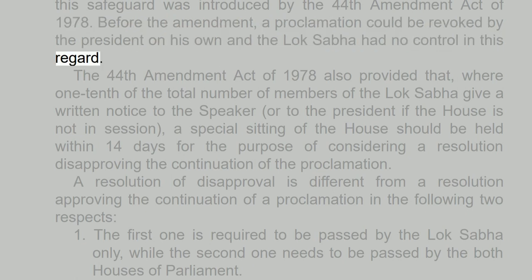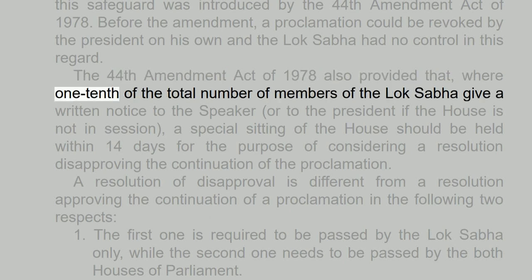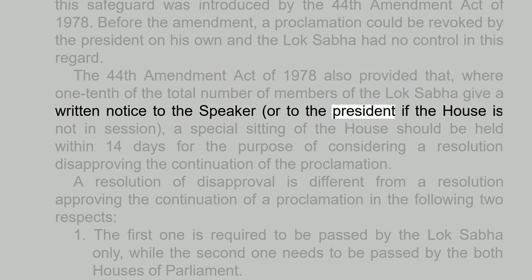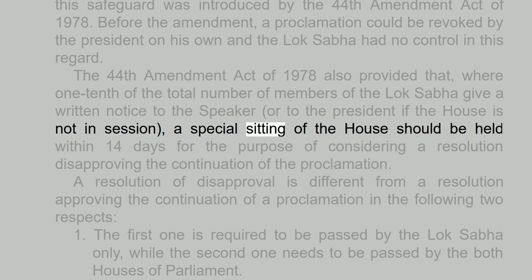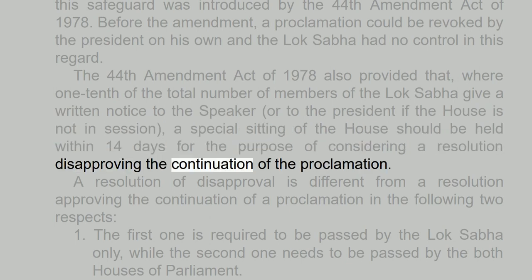The 44th Amendment Act of 1978 also provided that, where 1/10 of the total number of members of the Lok Sabha give a written notice to the Speaker, or to the President if the House is not in session, a special sitting of the House should be held within 14 days for the purpose of considering a resolution disapproving the continuation of the proclamation.